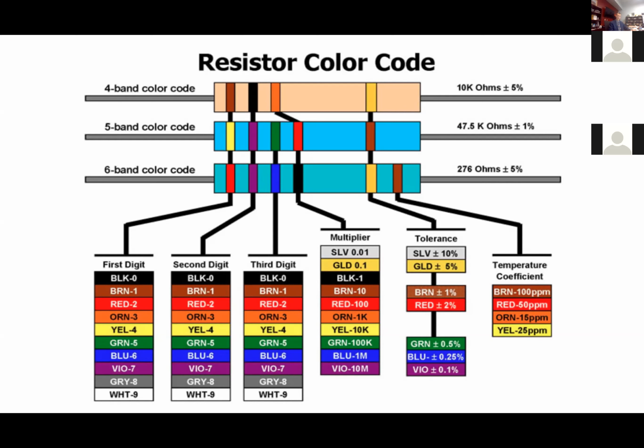So the standard tends to be 25 parts per million, which is the yellow band. So essentially what it means is that it's a change of 25 ohms per million ohms per degrees Celsius. So if you were to think about it, it's a 0.000025% change per degree Celsius. So that's kind of how that band works.